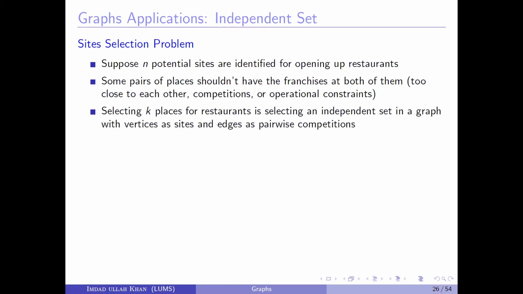Sites are identified for opening restaurants. Some pairs of places shouldn't have franchises at both of them, because they are very close to each other, or we have some other constraints. So we select K places where we can open restaurants. In other words, we are interested in finding an independent set containing K locations such that all of them are independent.